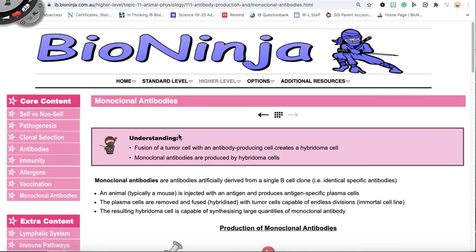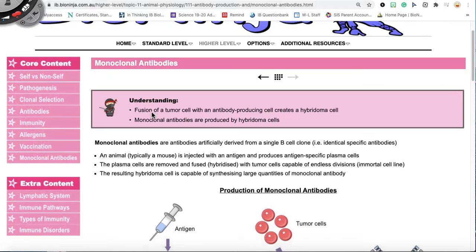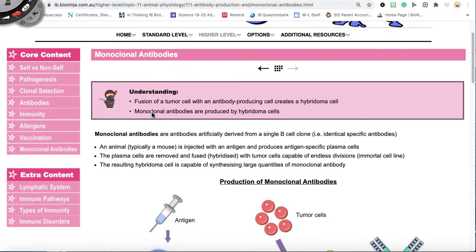Hello, students. All right, we are going to continue with 11.1 monoclonal antibodies. And you might have heard of these lately because they are in the news a lot as a COVID-19 treatment. So the essential understanding is that fusion of tumor cells with antibody-producing cells creates a hybridoma. And it's these hybridomas that are then going to give rise to the monoclonal antibodies. So monoclonal antibodies are produced by hybridomas.